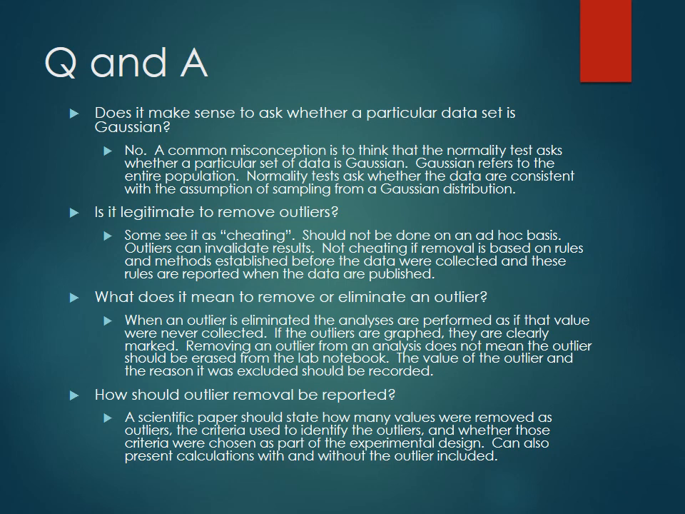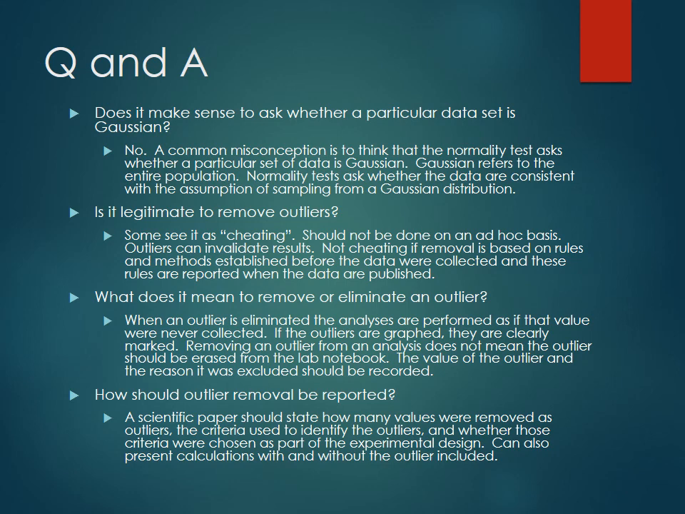Some people may see it as cheating, but really it should not be done on an ad hoc basis because, again, if you do not have very explicit criteria for why you exclude data, it can be seen as introducing bias and can invalidate your results. You really should have established rules and methods for removing data because otherwise, again, that can call your whole question or your results into question at that point.